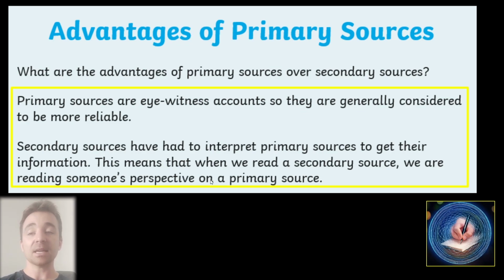So secondary sources have had to interpret primary sources to get their information. This means that when we read a secondary source, we are reading someone's perspective on a primary source. So think of a textbook. A textbook is usually telling you about primary sources. They might show you some fossils and some photos of pyramids, or show you some evidence, and they'll be telling you about it, but they are interpreting that evidence and then delivering it to you. You're not just seeing the evidence on its own, what was actually there. So for that reason, primary sources are generally considered more reliable than secondary sources.